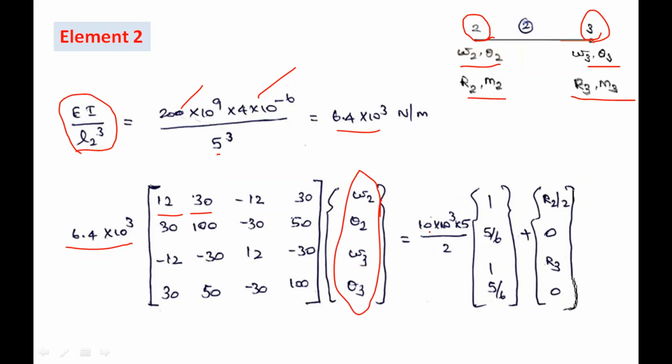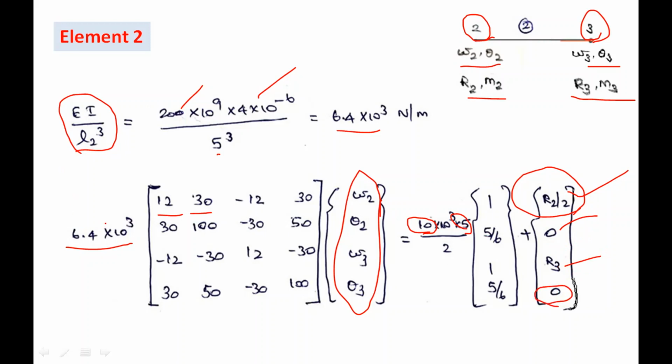Here the load intensity F naught is 10 kilonewton per meter. So 10 into 10 power 3 into L, L is 5, divided by 2. 1. Here 5 by 6, 1, 5 by 6. Here R2 by 2, because the reaction force is shared by elements 1 and 2, because of the common node, R2 by 2. So no reaction moment because it is a roller support. And the third one is also a roller support. We are getting R3 and 0.